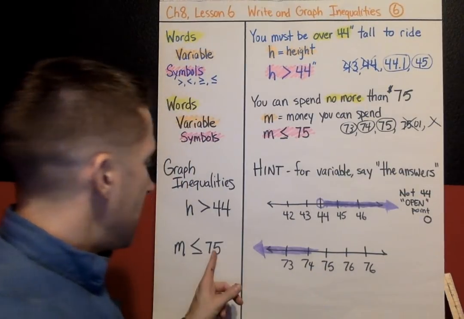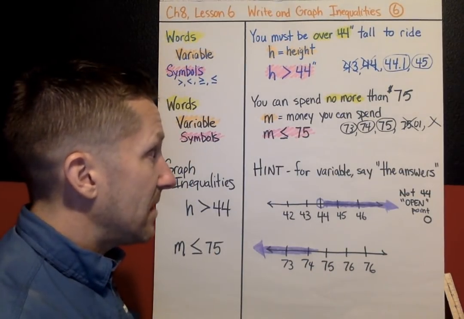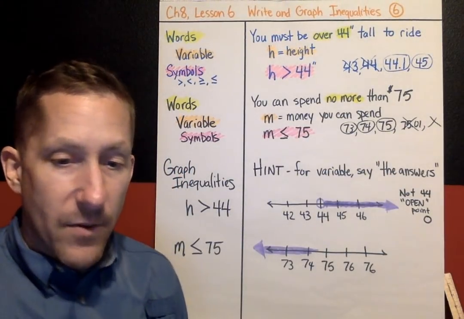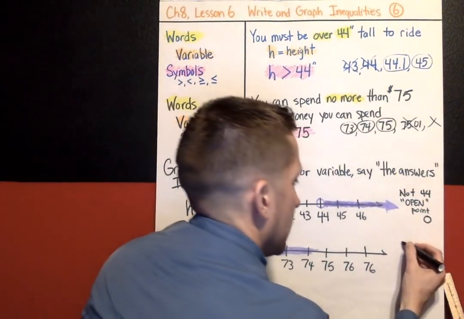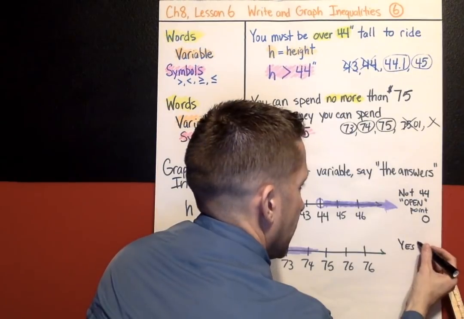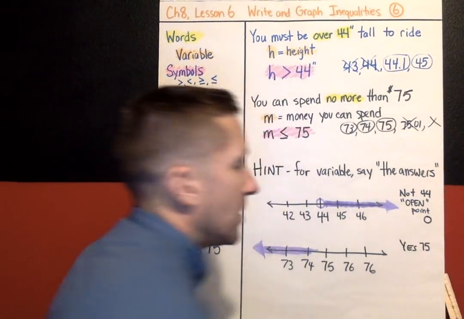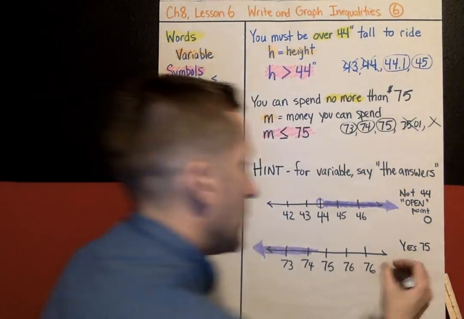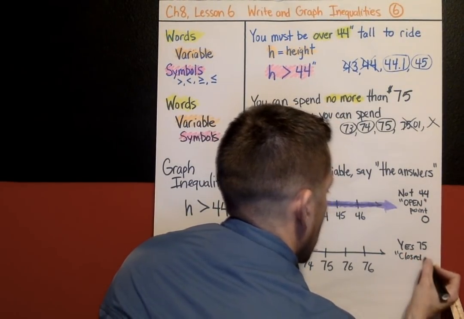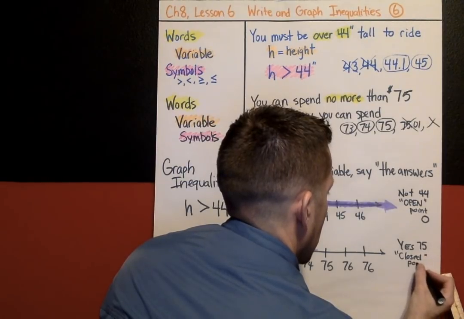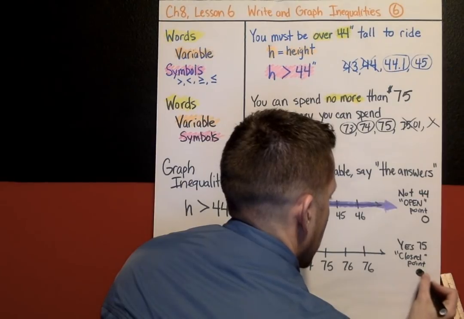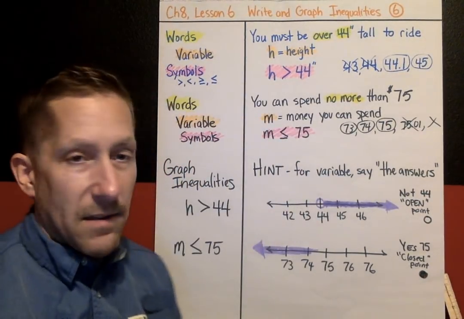But now think about 75. Can I spend exactly 75? The answer is yes, I can. So I'm going over here, and I'm going to write yes for 75. I want to include 75, so that is going to be a closed point. I'm going to close in and include that point.